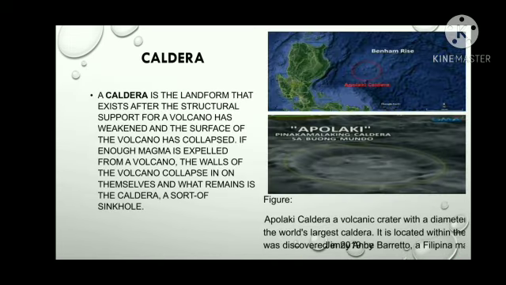Caldera. Caldera is the landform that exists after the structural support for a volcano has weakened and the surface of the volcano has collapsed. If enough magma is expelled from a volcano, the walls of the volcano collapse in on themselves and what remains is the caldera, sort of a sinkhole.